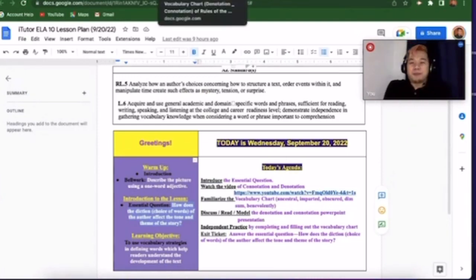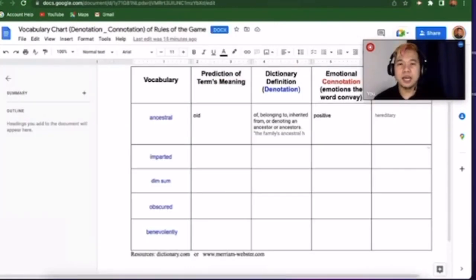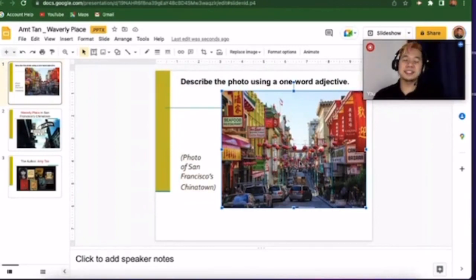Now, as part of our bell work, just to warm us up, I want you to look at this picture. It says there, photo of San Francisco's Chinatown. Now, let me know who among you have been to San Francisco. I visited there last year, so it was my first time to be there. I like the place, especially the weather, and seeing the Golden Gate Bridge. So, who among you were able to go there? Oh, you, Michael? All right, nice.